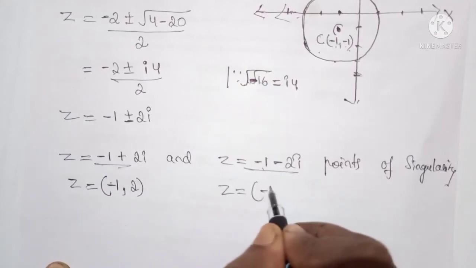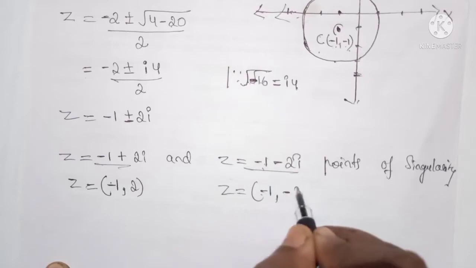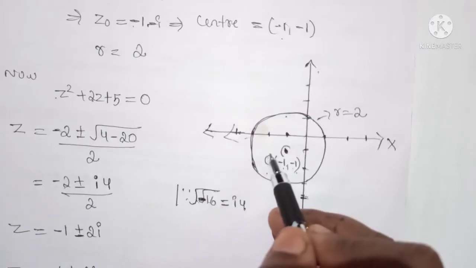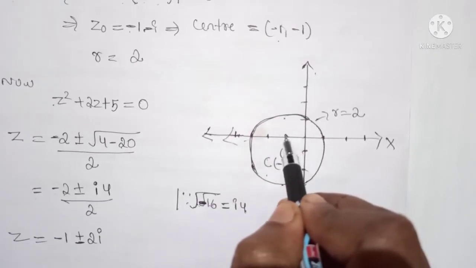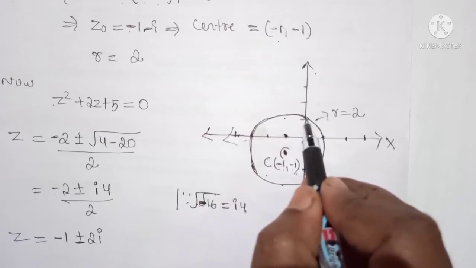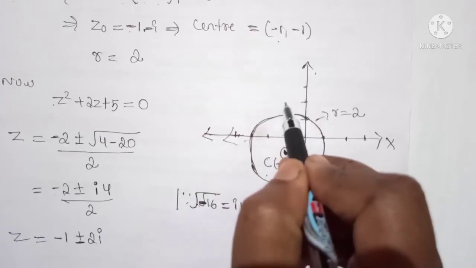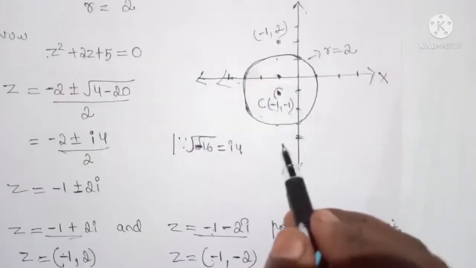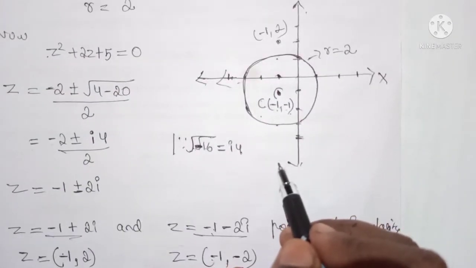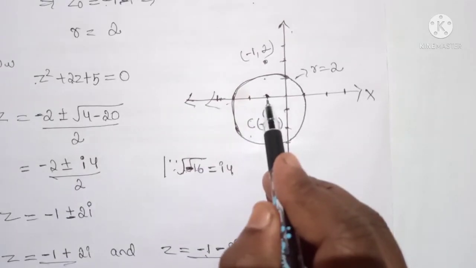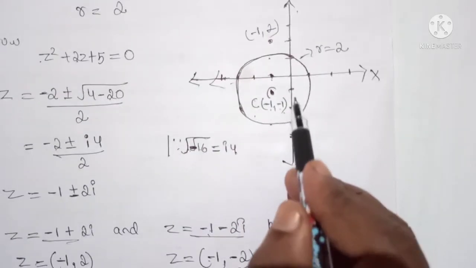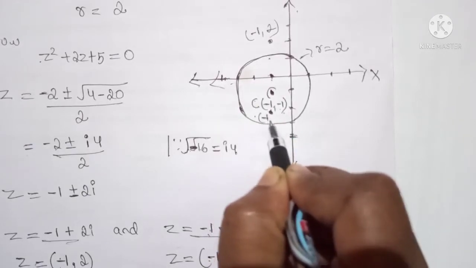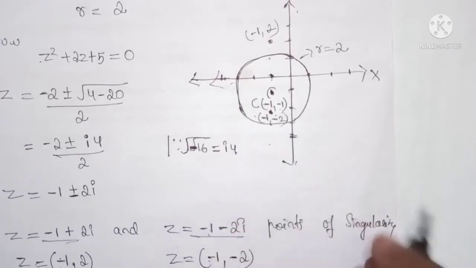So it can be represented as minus 1 comma minus 2. So minus 1 comma minus 2 means, see here x axis is minus 1, y axis is plus 2, so it lies outside the circle. Okay, minus 1 comma plus 2. Now minus 1 comma minus 2, so minus 1 is again here, minus 1 comma minus 2 means it is here somewhere here. Okay, so this is minus 1 comma minus 2. It lies inside the circle.